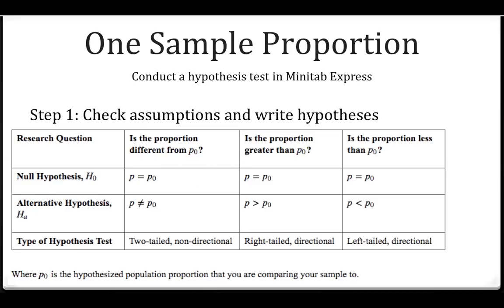In terms of writing hypotheses, this is the same that you saw in an earlier lesson when you were first introduced to hypothesis testing. Our null hypothesis is always going to be that p equals some given value. So the p sub o that you see here is the hypothesized population proportion that you're given in your scenario. The alternative hypothesis then is going to depend on your research question, whether you want to know if the proportion is different than that value, greater than that value, or less than that value.